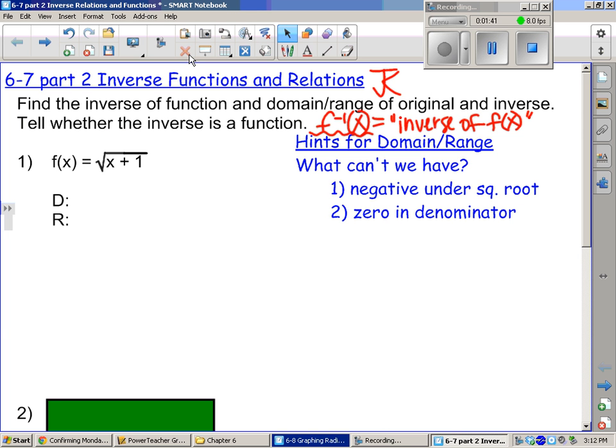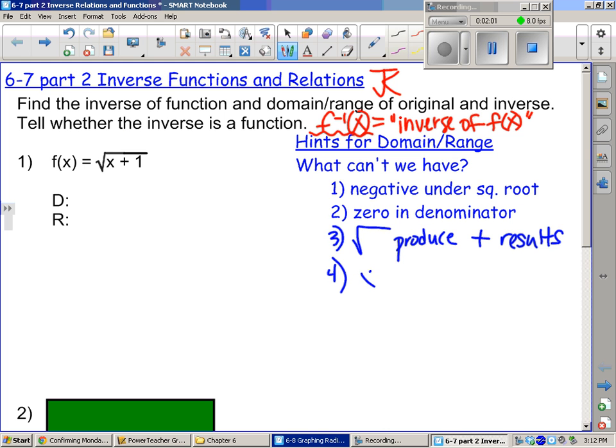Maybe we could add a third one there and just say square roots produce positive results. Yeah, those are good things to think about. Also, what about even exponents? X squared or x fourth, those are going to be positive results too. Those are good things to think about. All right, let's start with our first one.